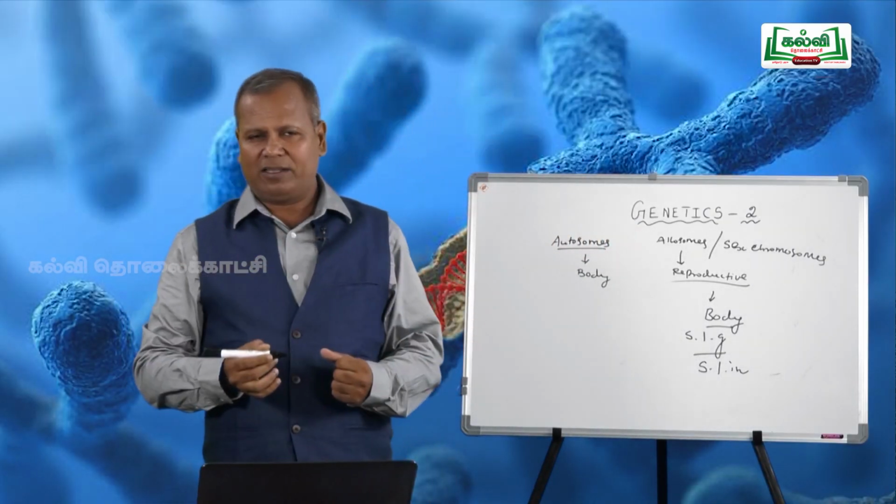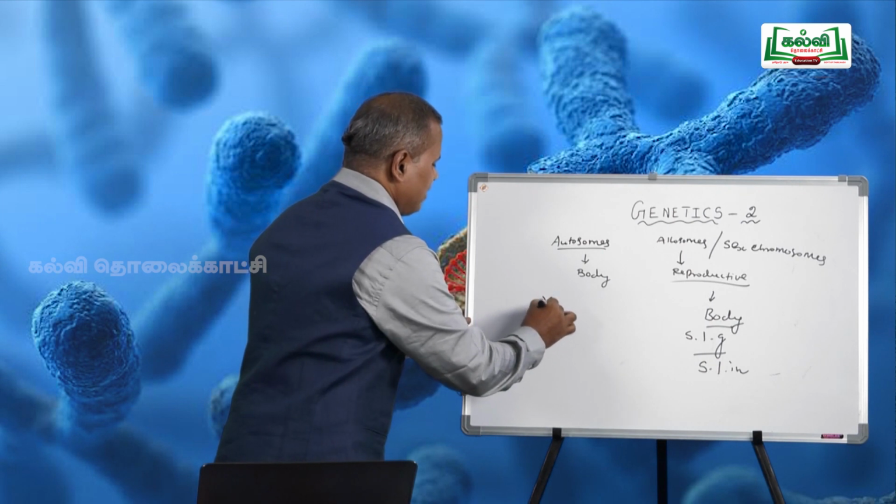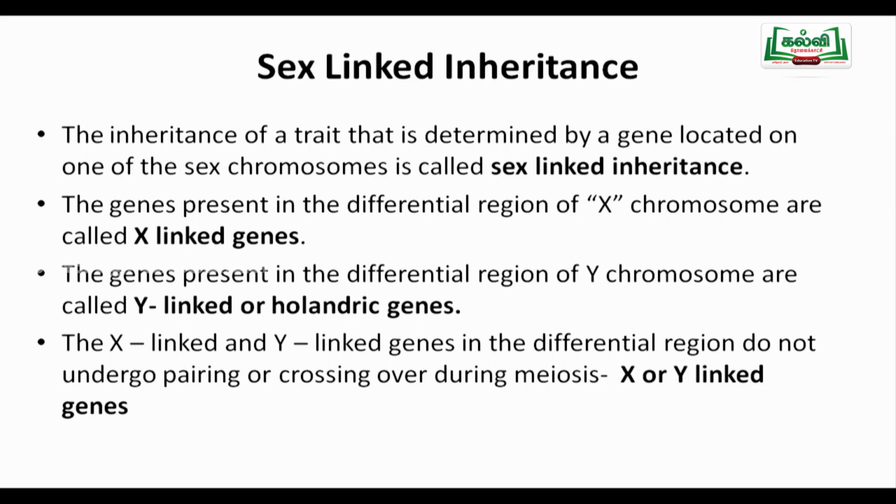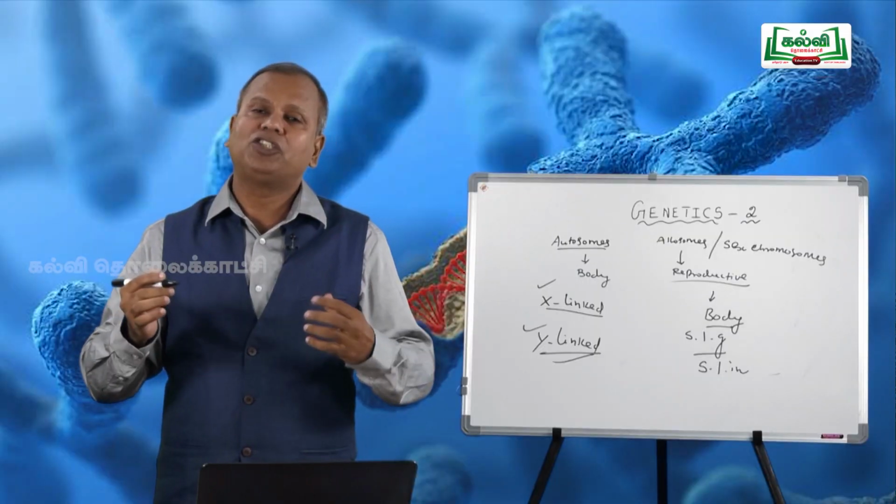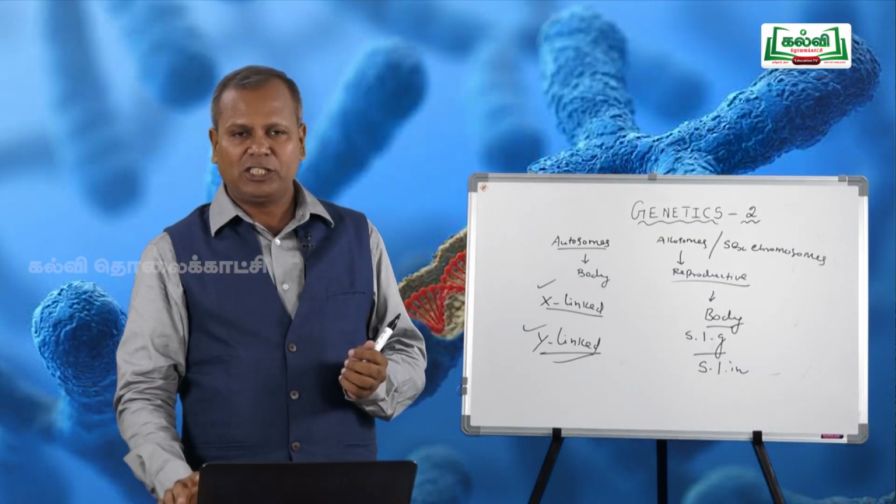Two types of sex-linked inheritance are reported in man. One is X-linked inheritance, another is Y-linked inheritance. If the genes present in the X chromosome control the body character, then they are known as X-linked genes, and their inheritance is said to be X-linked inheritance. Color blindness is a very good example for this one. If the genes present in the Y chromosome control the body character, then they are known as Y-linked genes, and their inheritance is said to be Y-linked inheritance. Y-linked genes are also known as holandric genes. Certain examples are given for sex-linked inheritance in our book.